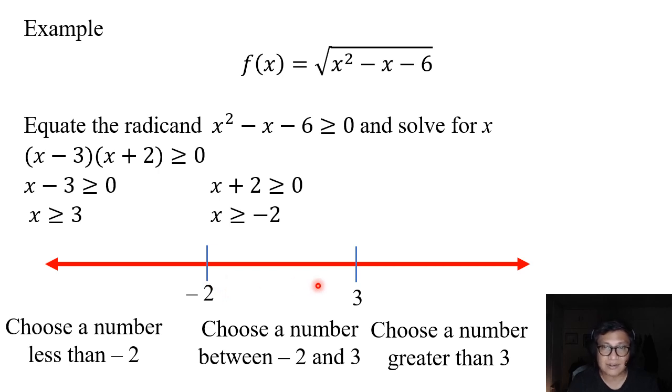So we have to test this one. You just choose a number less than -2, a number that is between -2 and +3, and a number that is greater than +3. If I were you, class, just choose a number close to -2 that is a whole number. It could be -3 or -4. Then a number between -2 and 3, the easiest number is 0. Then a number greater than 3, choose +4. You can also choose +5. This is for easier computation, class, that's the purpose.